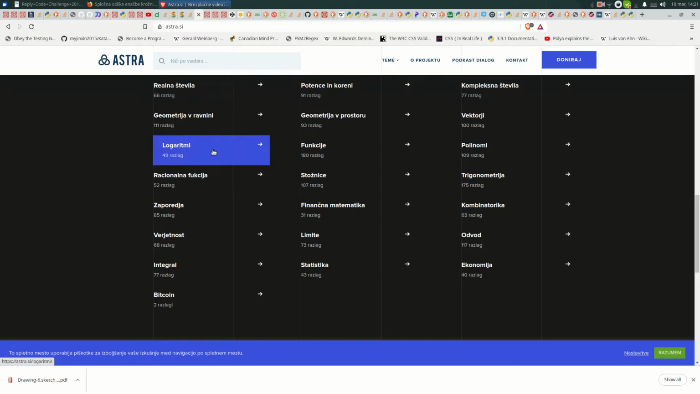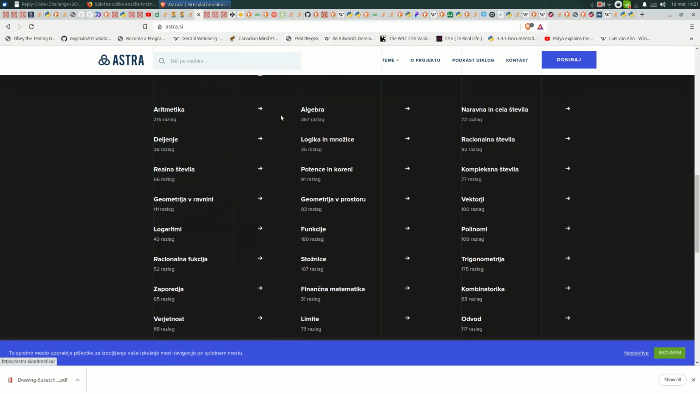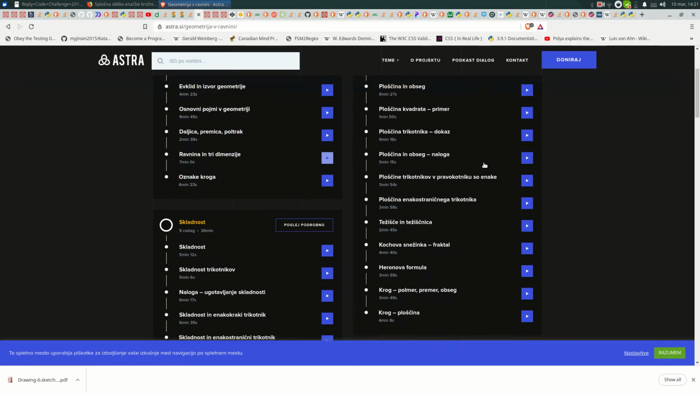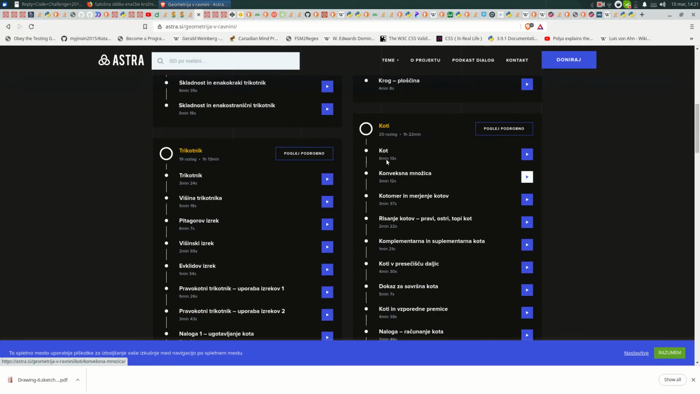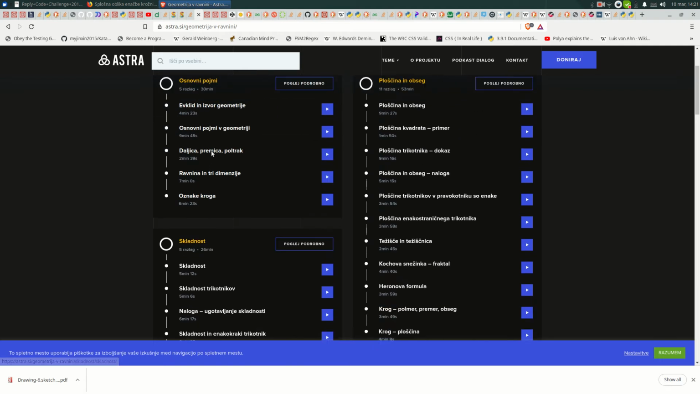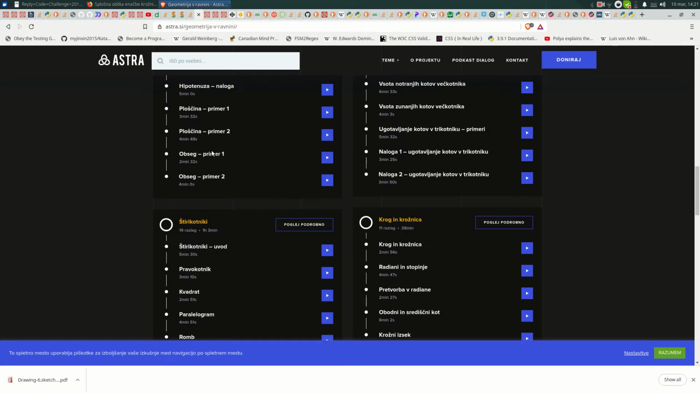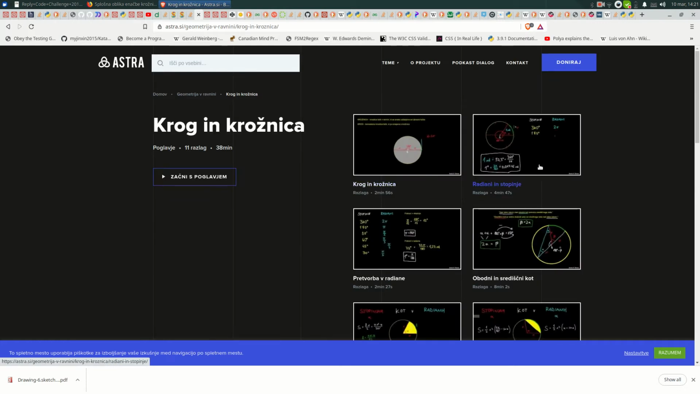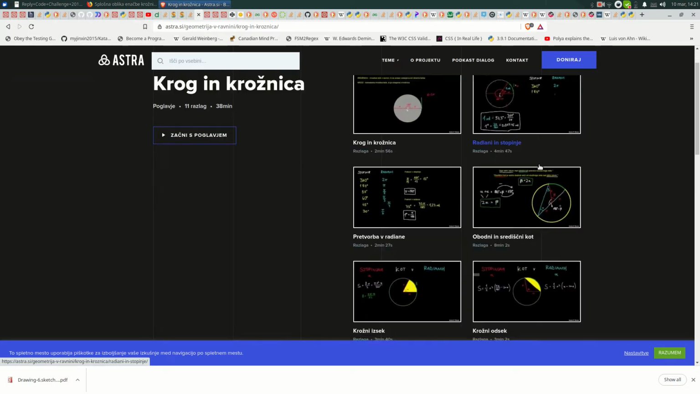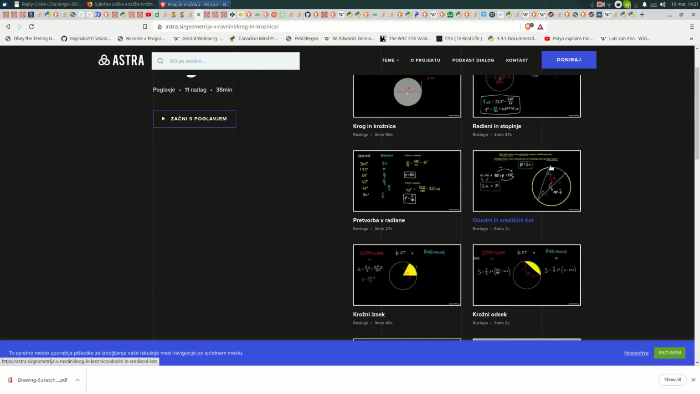Wow, okay, so it's all in Slovenian, you probably won't understand it. Limite, odvod, polinomi. We use geometrija v ravnini. Trikotnik, skladnost, osnovni pojmi. Krog in krožnica. Radijani, obhodni in središčni kot.